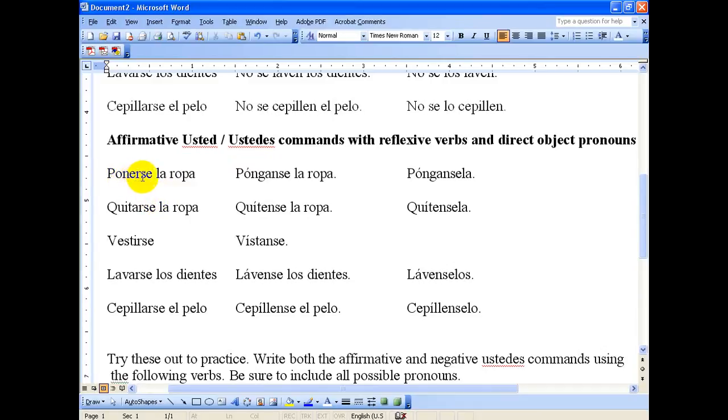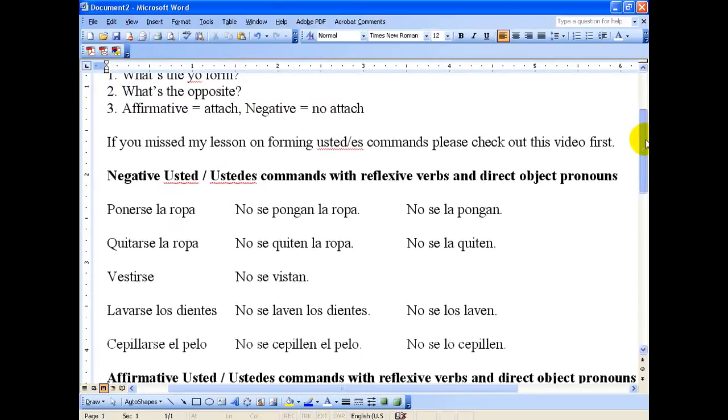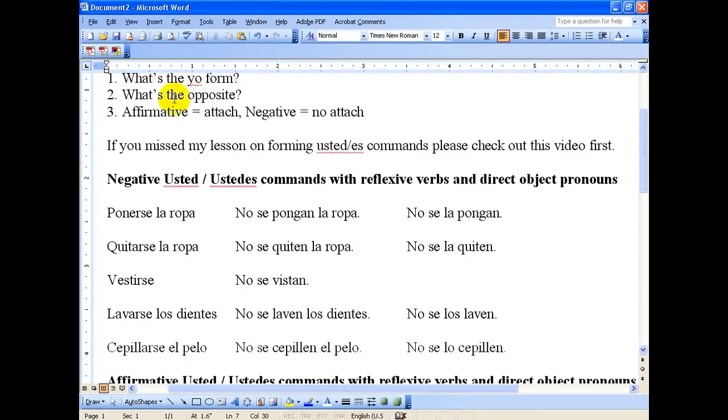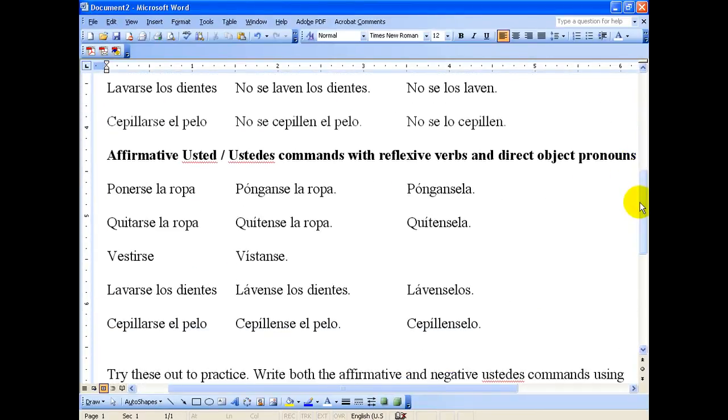So I have poner, se la ropa. Let's do just the poner first. So poner for the ustedes command is going to be pongan. Now remember earlier up here I said affirmative equals attach. Affirmative equals attach. So affirmative command, I need to attach my pronouns to the end of the command. So I have a reflexive pronoun, se. I have to attach that to the pongan. So I have pongan se la ropa.